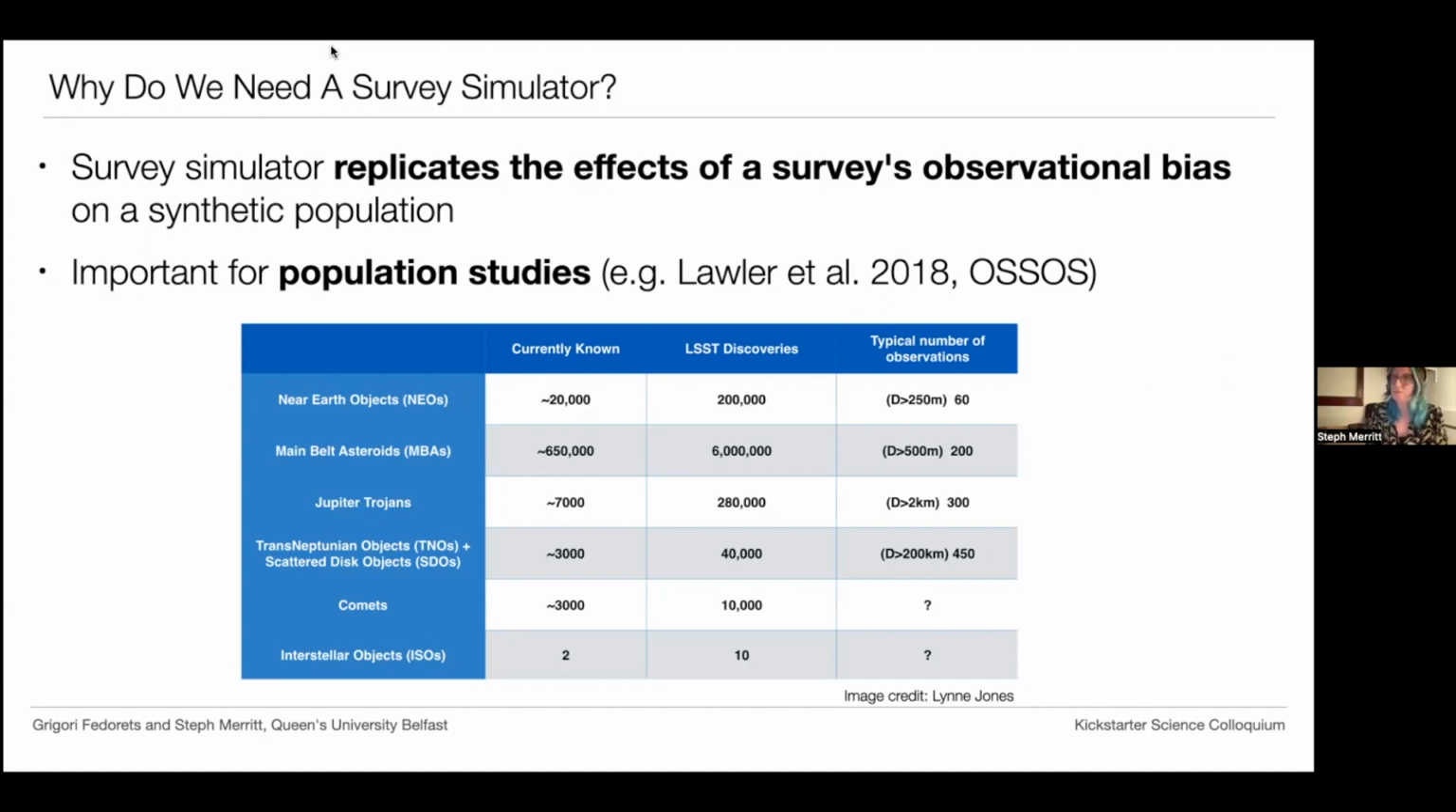A survey simulator is a pipeline built to replicate the effects of well-understood astronomical biases on a synthetic population of objects. So by running several model synthetic populations representing your theories for what is actually out there through a survey simulator, and then comparing the output to what we actually see in our observations, we can begin to understand what may be truly out there underneath all of these biases. This has already proven to be a really successful debiasing method on smaller surveys like OSSOS, which was mentioned earlier, but we are going to be scaling that up, way up.